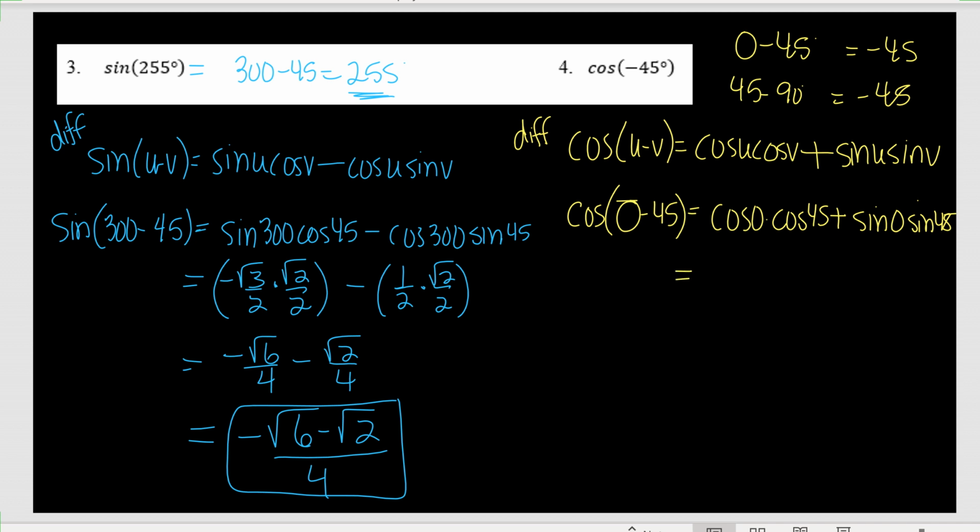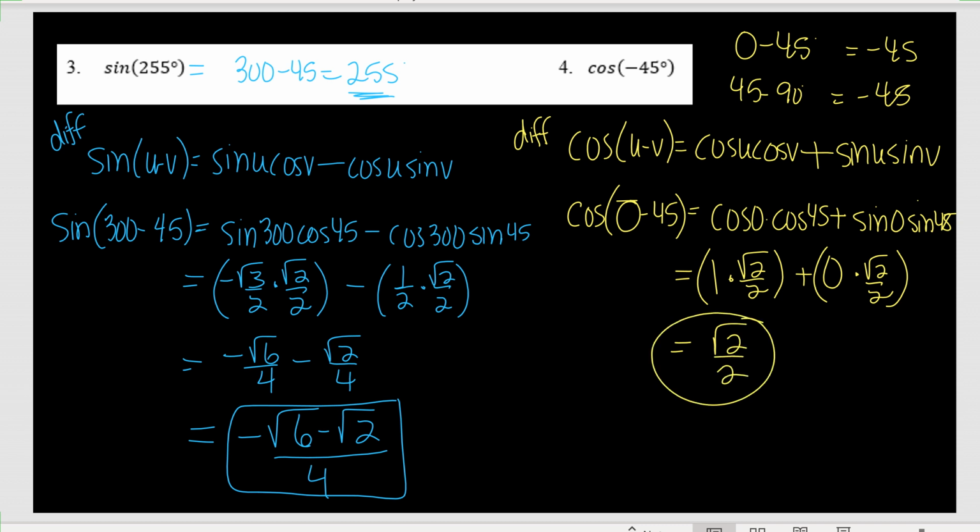All right, cosine of 0 is 1. X value at 0 degrees is 1. Cosine of 45 is the square root of 2 over 2. Sine of 0 is 0. And then sine of 45 is the square root of 2 over 2. Okay, cool. So the back term, 0 times square root of 2 over 2 is 0, and 1 times square root of 2 over 2 is the square root of 2 over 2.